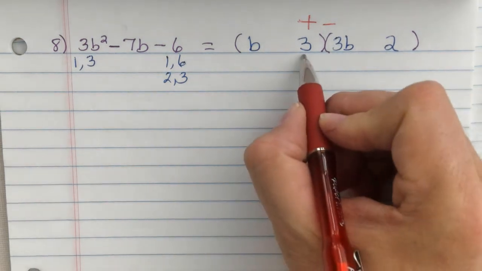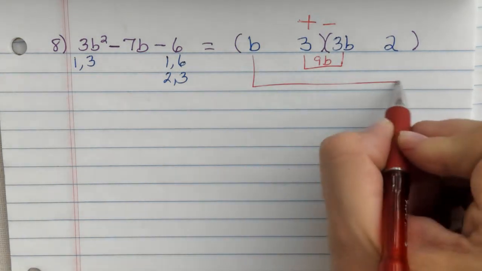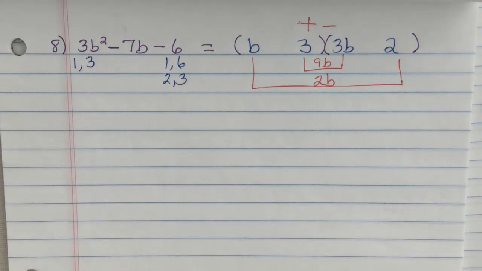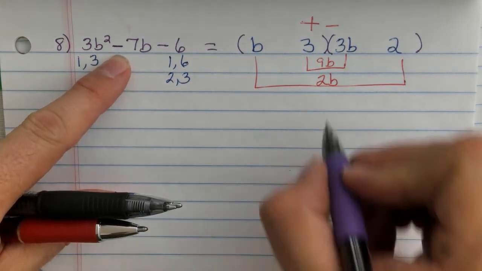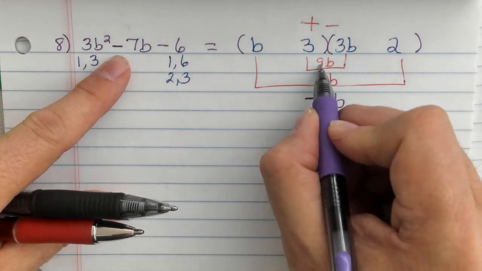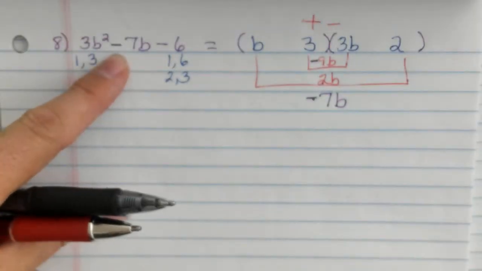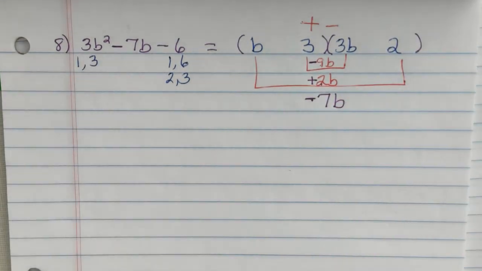So my inner is a 9b. Oh, okay, this is a good one. Outer is a 2b. I want a negative 7b. That means that the bigger number here should have that negative. Which would put a plus here. This minus that's right there is going to go there.